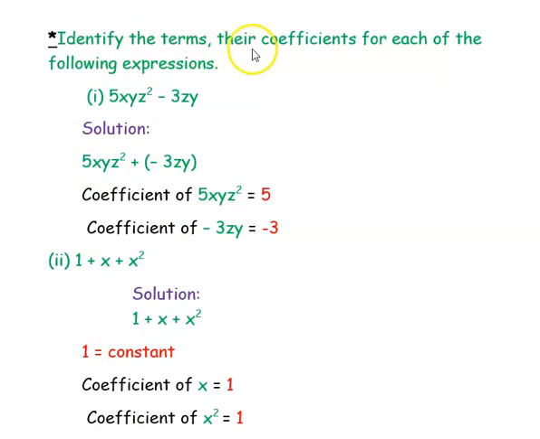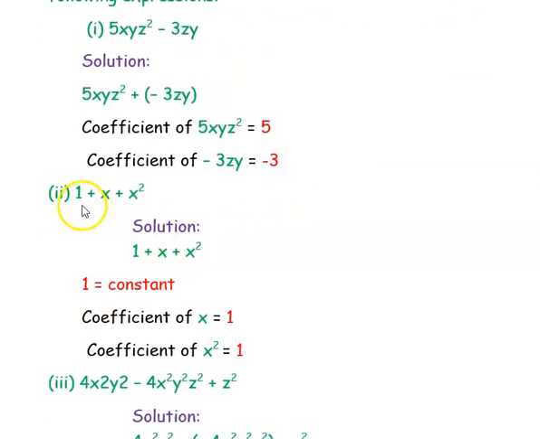Next example is: identify the terms and coefficients for each of the following expressions. So this is an expression: 5xyz square minus 3zy. So here 5xyz square is one term and minus 3zy is another term. So totally we have two terms. The coefficient of the first term, xyz square, is 5. And the coefficient of minus 3zy is minus 3, or negative 3. Okay, next given expression is 1 plus x plus x square. So here 1 is one term, x is one term, and x square is another term. So totally we have 3 terms.